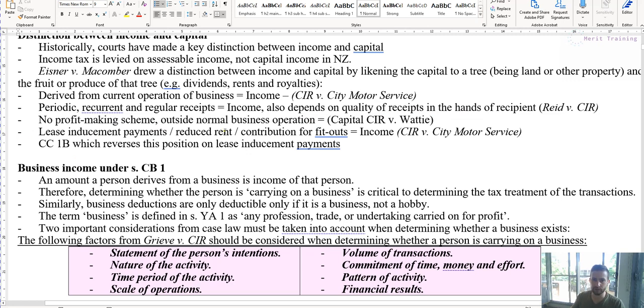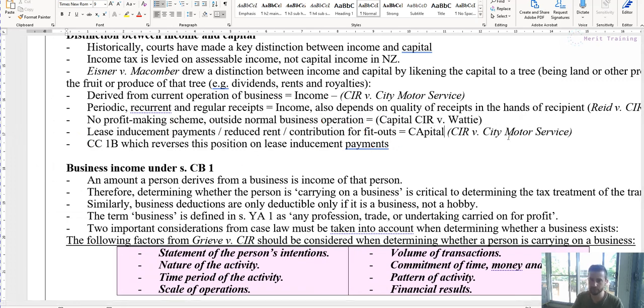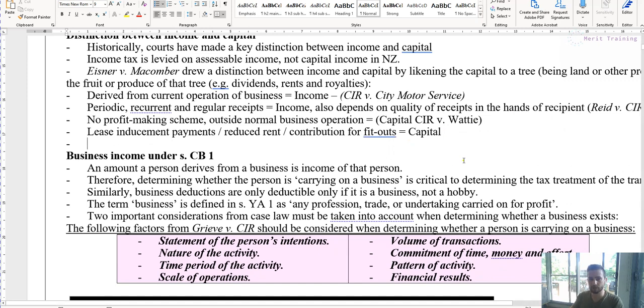Next is lease inducement payments, reduced rent, contribution for fit-out, income. Or CC1B, which reverses this position on lease inducement payments. So this bit's a little bit confusing, basically because initially they said these three things were income, but now it's capital. And the textbook actually lays it out that way because it wants to show you the progression of how that changed in the courts. But I think for the purpose of this course, so I don't confuse you, we'll just call it capital. One of those specific things.